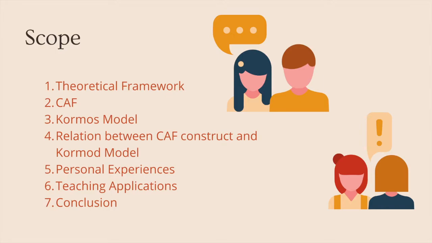In this presentation, we will first provide a theoretical framework to summarily describe the concepts of major relevance. Secondly, the construct of CAF will be explained, with the reasons as to why we have decided to develop on this construct. Third, the model of Kormos in speech production will be explained, as it is the base model to understand L2 speaking cognitive processes. Fourth, we will relate the CAF and the Kormos model in more depth. Fifth, we will provide some of our own experiences as L2 speakers, so we can finally deliver the teaching implications for the ability to speak in an L2 fluently and confidently.